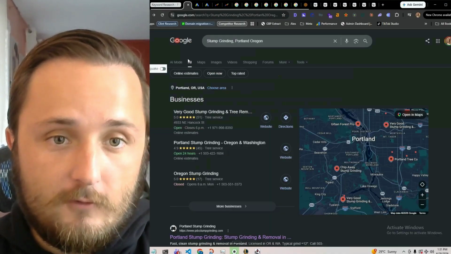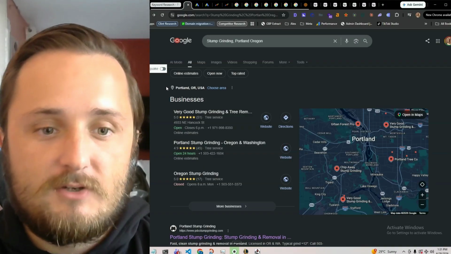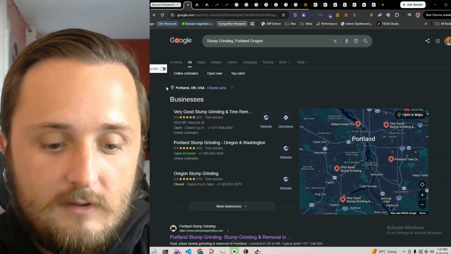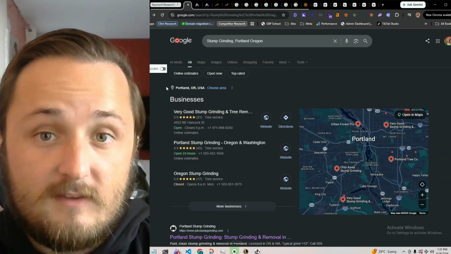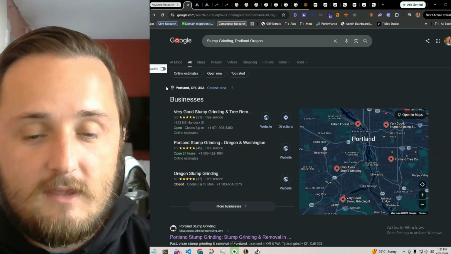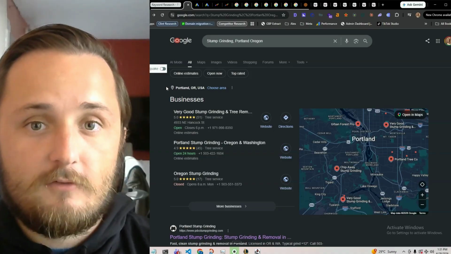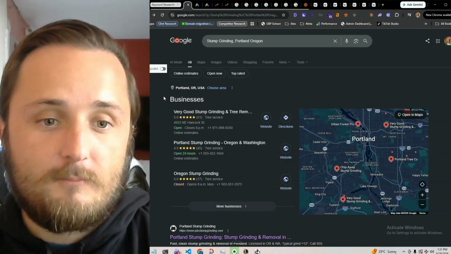So for the first phase of how I would rank a stump grinder in Portland, Oregon, what I would do is first we're going to search the keyword. This is going to give us a lot of information of what is currently ranking. It's also going to tell us what it takes to currently rank. By just searching the term, we can get a lot of information of what we need to do on our site so that we can ensure that it ranks above our competitors.